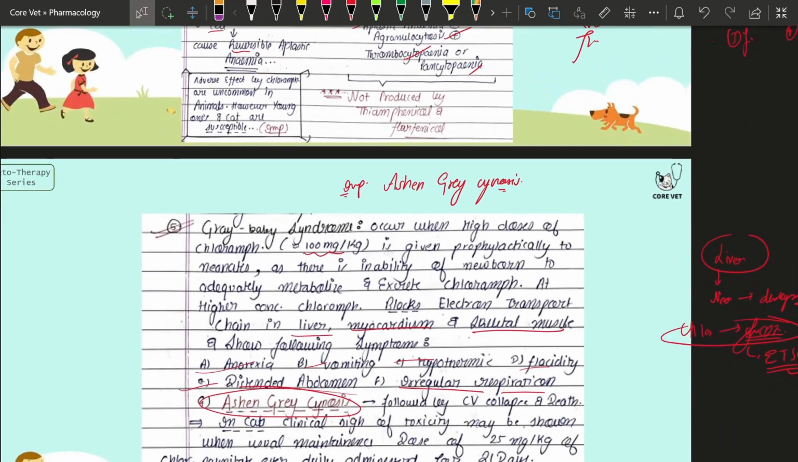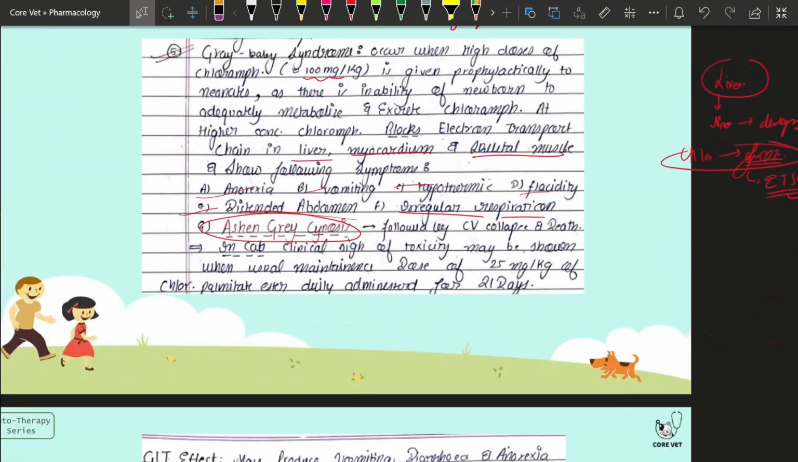The chloramphenicol, right? So in the cats, the clinical signs of the toxicity may be shown when the usual maintenance dose of 25 micrograms per kg body weight of the chloramphenicol palmitate ester is administered daily for more than 21 days, right? If the young ones of the cats are given this particular sort of dose for more than 21 days, these clinical signs may appear in the neonates of the cats, right?